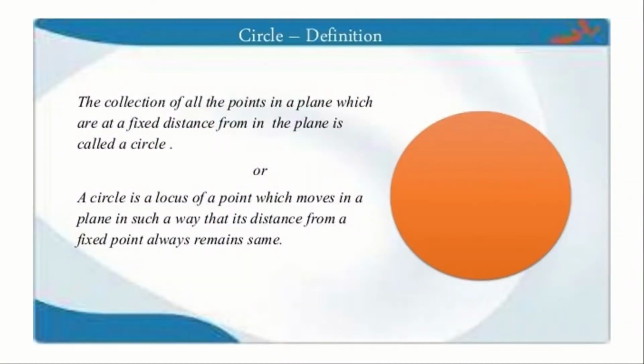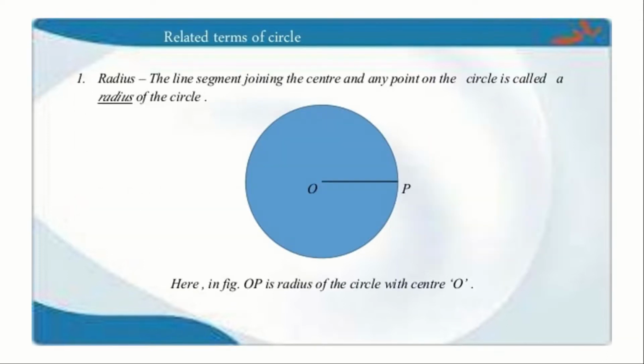First, we shall know about the definitions of some of the basic terms in circles. A circle is nothing but a collection of all the points in a plane that are at a fixed distance from a fixed point. Or a circle is the locus of a point which moves in a plane in such a way that its distance from a fixed point always remains the same. So this is the basic definition of a circle.